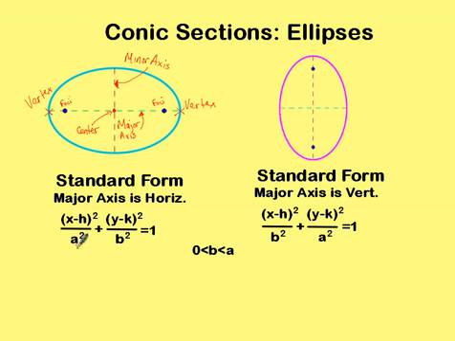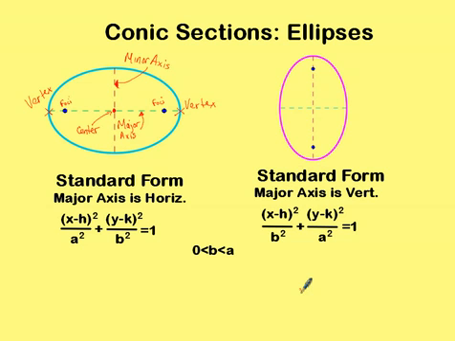is the value with the larger denominator. So if your a value is larger and it's with the x's, it's going to have more of a pull on your x's, so it's going to be a horizontal major axis. Likewise, with a vertical major axis, the denominator of your y values is going to be larger. Just keep in mind, if they were the same denominators, you would actually have a circle. We'd have an equal pull in every direction.